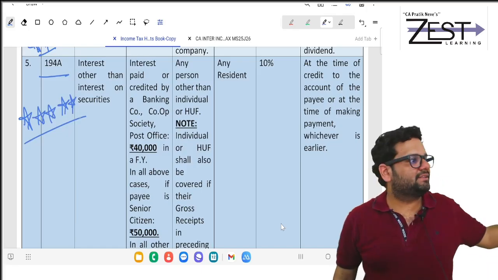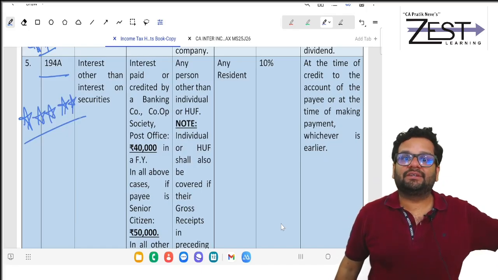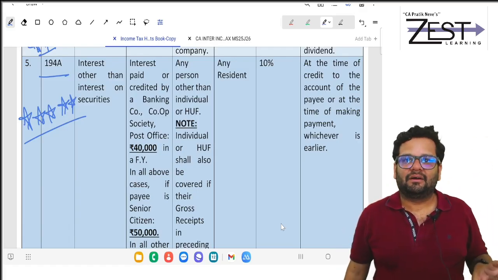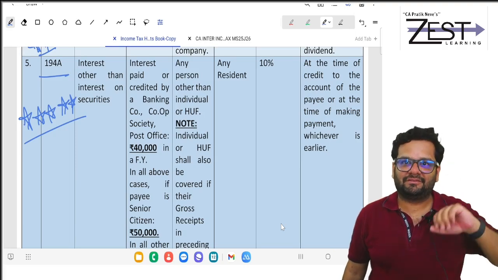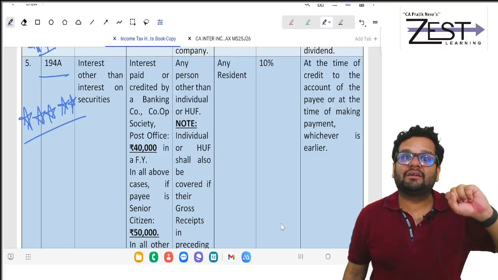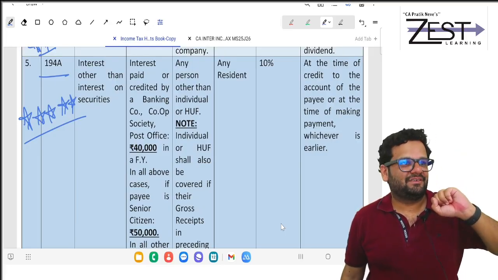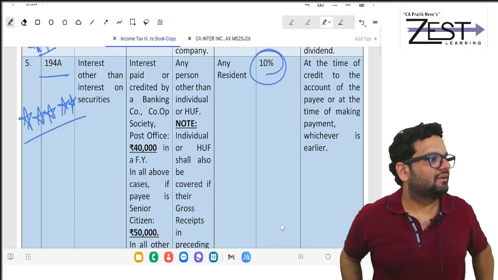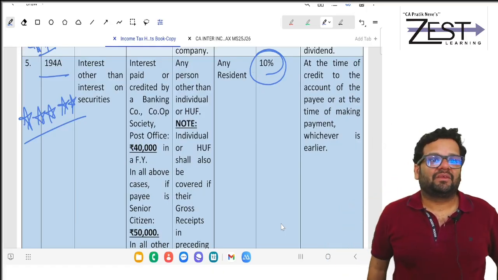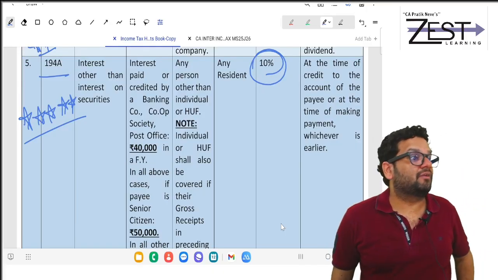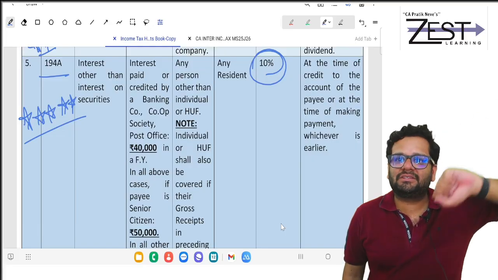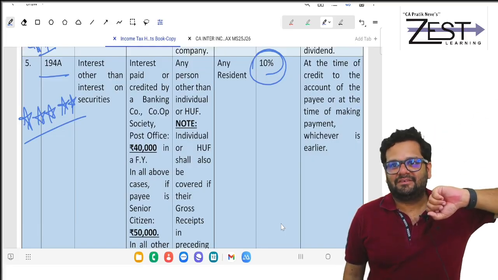It is exactly this TDS about which senior citizens keep on crying, because they have a lot of FDs. And on the FDs, they get interest. So bank does TDS at 10%, at 10%, while giving them interest. Means if bank has to pay 80,000, bank will pay only 72,000 and 8,000 they will deposit as TDS.